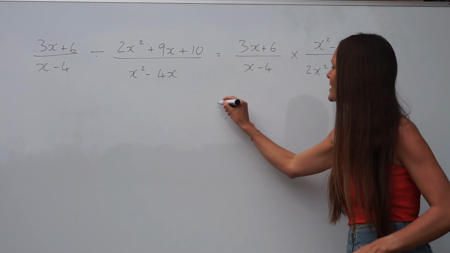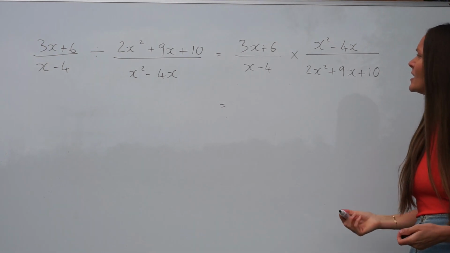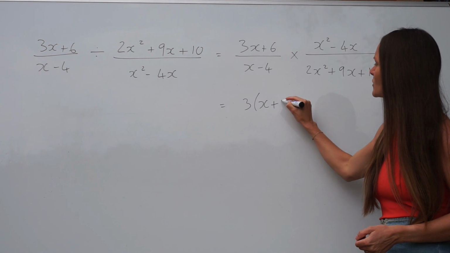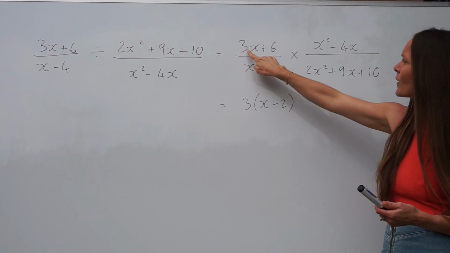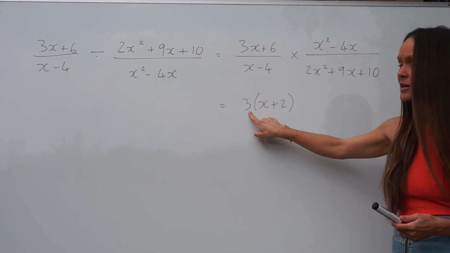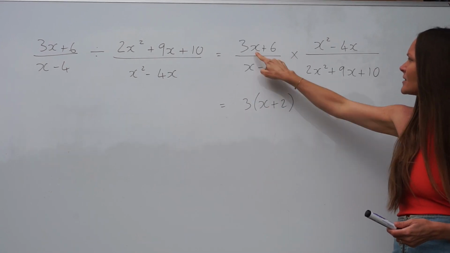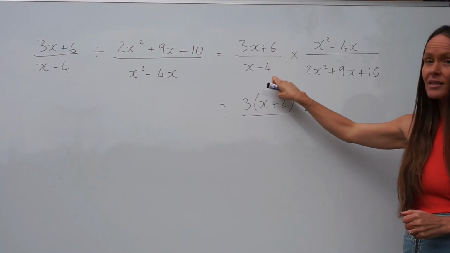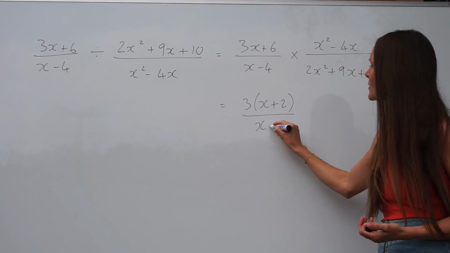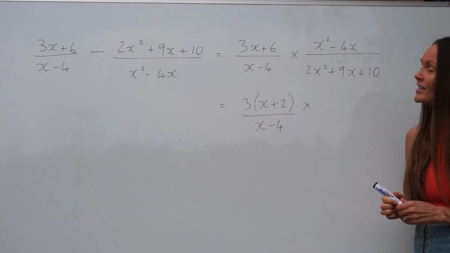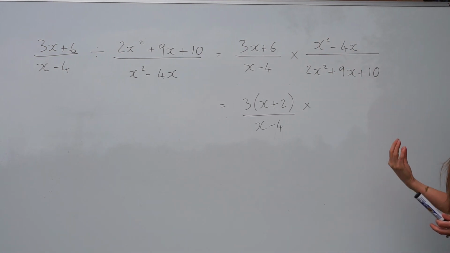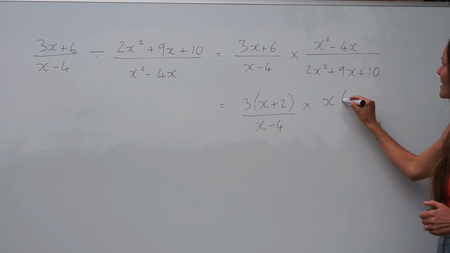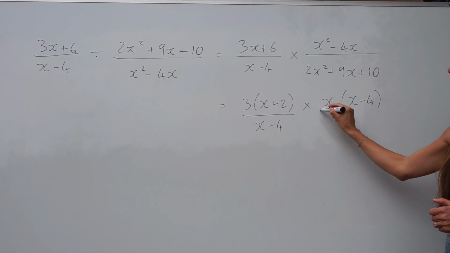Now, the second step is to factorise everything you can. If we factorise this numerator here, it becomes 3 brackets x plus 2. 3 is the highest common factor in 3 and 6, so that's what goes in front of the brackets. And then 3 times x gives you 3x, and 3 times 2 gives you 6. Underneath, we can't factorise this term. There is no common factor, so it just stays the same. This numerator we can factorise because there's a common letter, x. If I take the common letter x in front of the brackets, it becomes this.